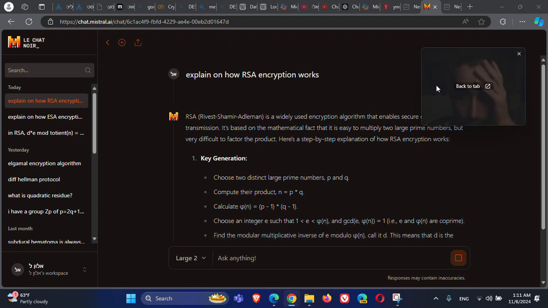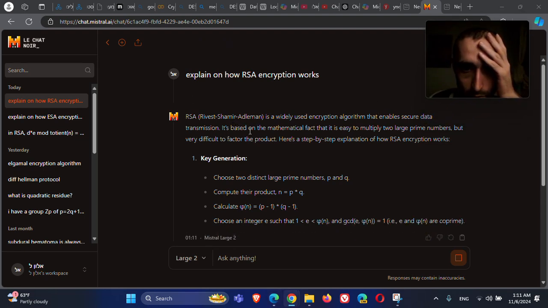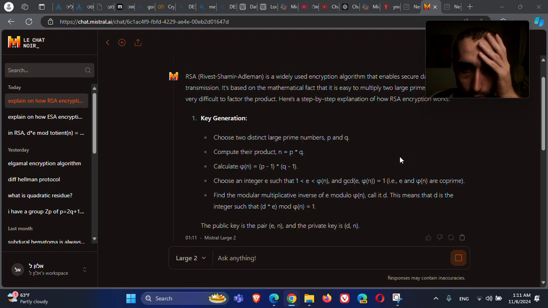Okay. So Rivest-Shamir-Adleman is a widely used encryption algorithm that enables secure data transmission based on the mathematical fact that it's easy to multiply two large prime numbers, P and Q, but very difficult to factor the product. Here is a step-by-step explanation of how RSA encryption works. We choose two large prime numbers, P and Q. We calculate the product N, which is P times Q. We calculate the totient Euler function, which is P minus 1 times Q minus 1. This is because they are prime. And we choose an integer E such that it's between 1 and totient of n, and its GCD is coprime with totient of n.